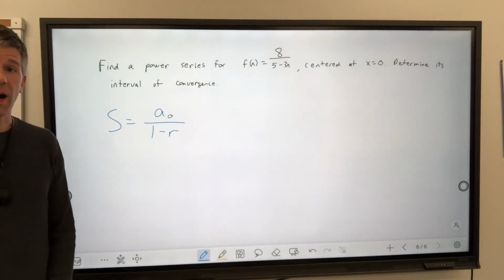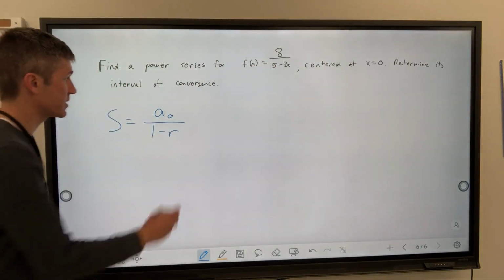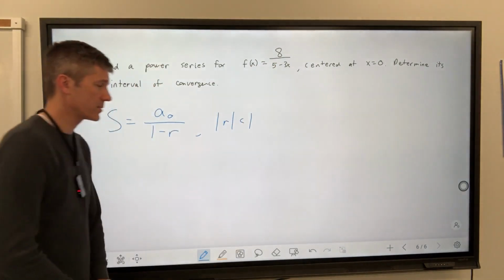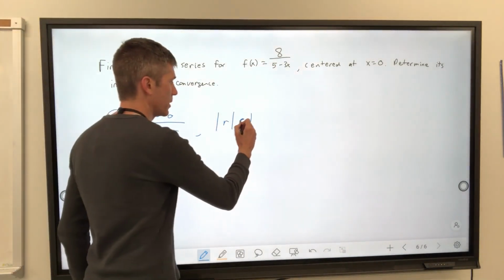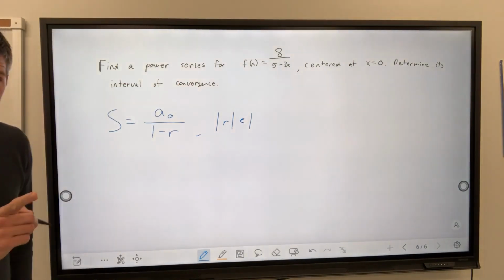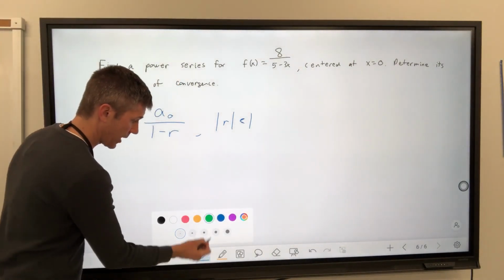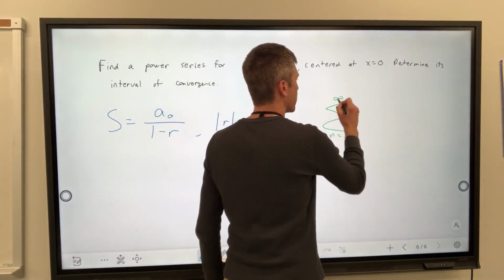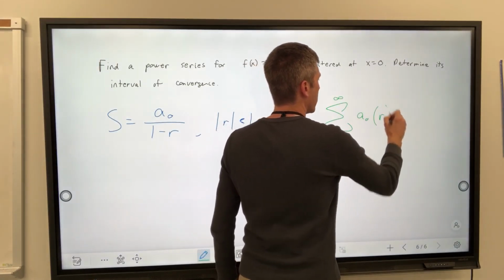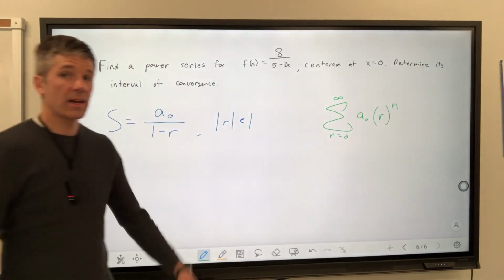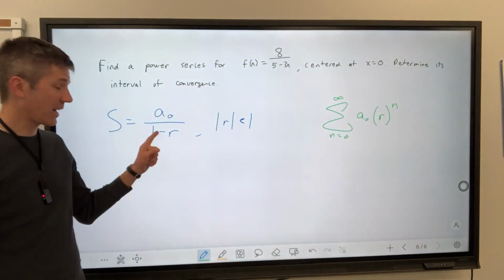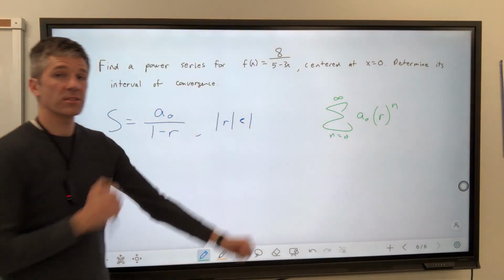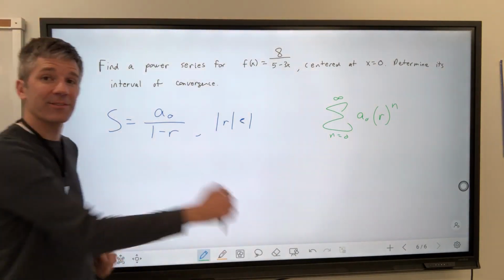There we go. So I want this to turn into this. This only works for r values between 1 and -1, represented that way with absolute value. And also, the final answer is going to have this structure right here, the sum from 0 to infinity of a sub 0 r to the n. So if I can force this to turn into that, I will identify a sub 0 and r, find my interval of convergence, and we'll be done.